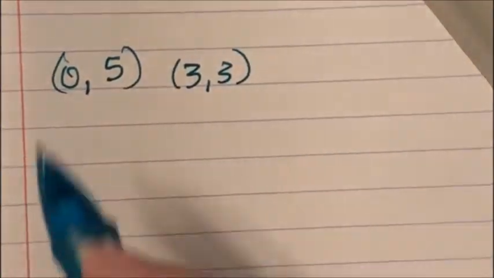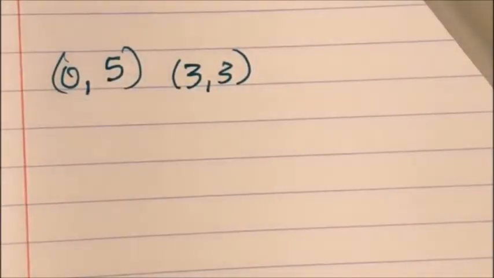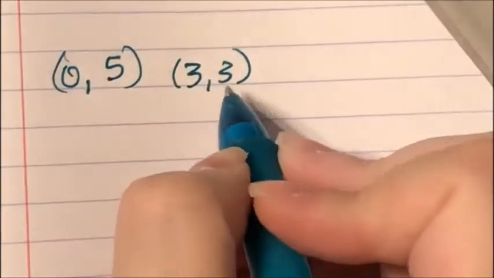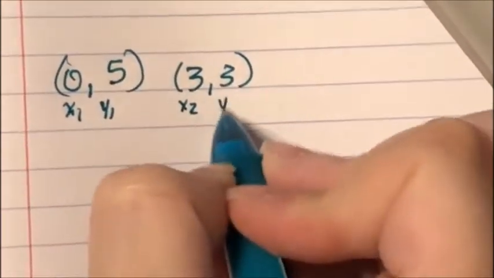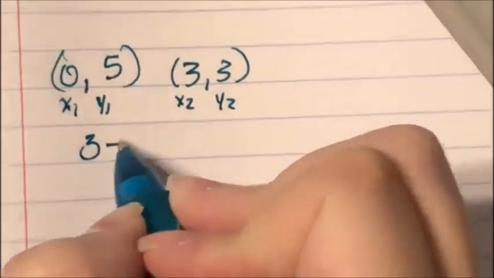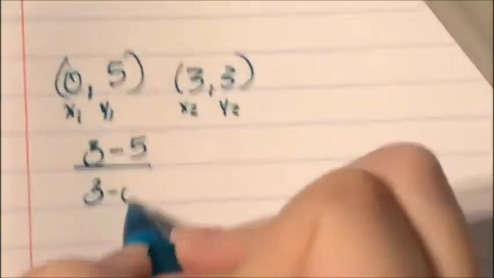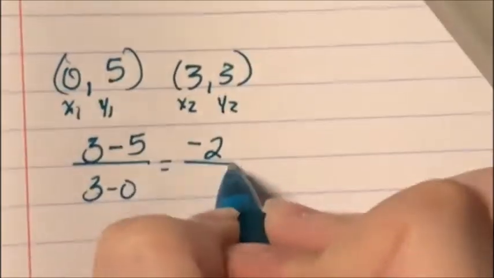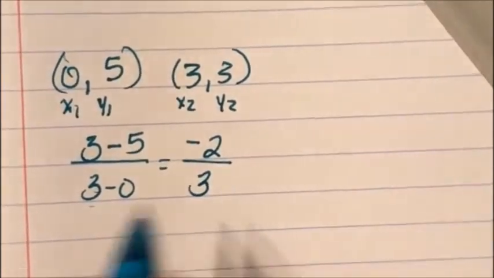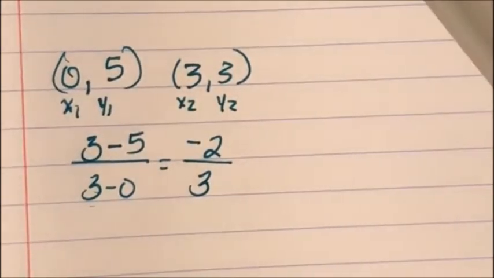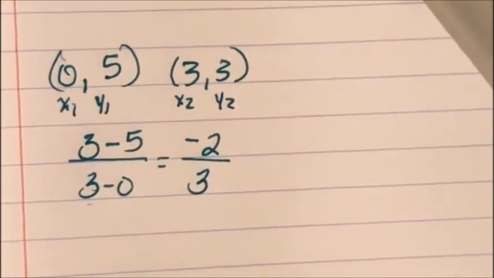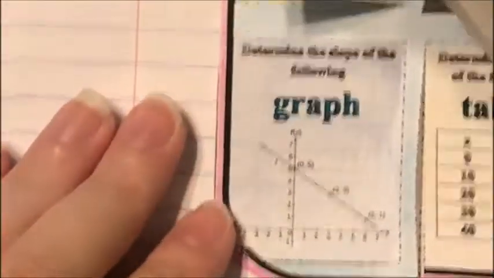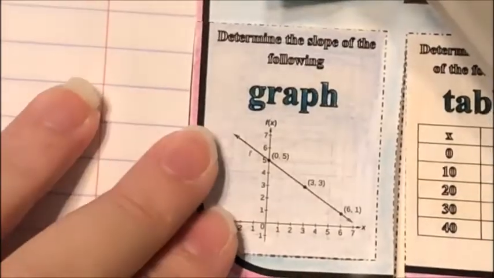Okay. So again, you can look at the graph and try to determine it that way, or you can use the slope formula. So I'm going to do, this is x1, y1, x2, y2. So I'm going to take 3 minus 5 over 3 minus 0. 3 minus 5 is -2. 3 minus 0 is 3. So I get -2/3. So the slope of this graph is -2/3.